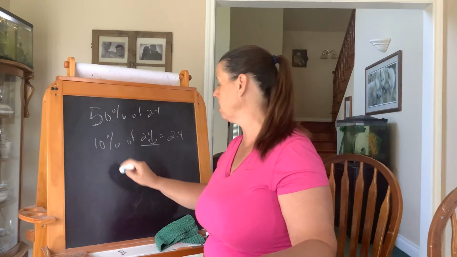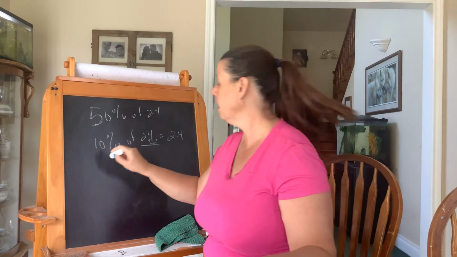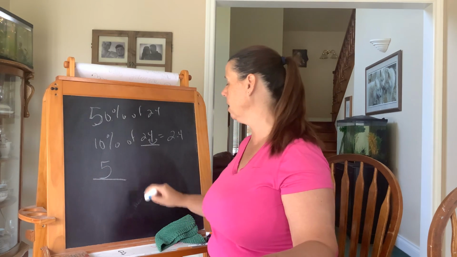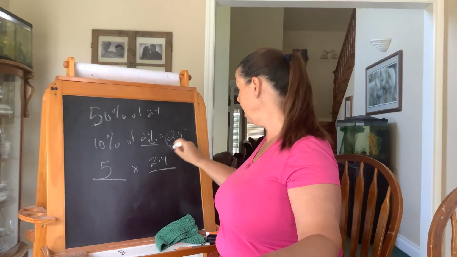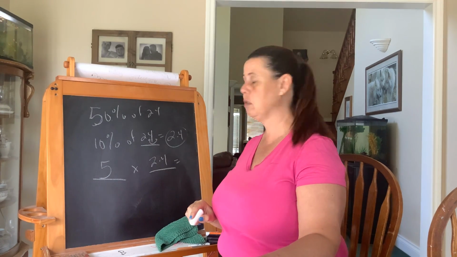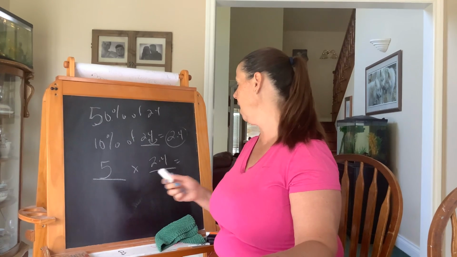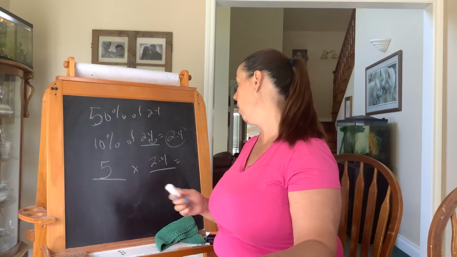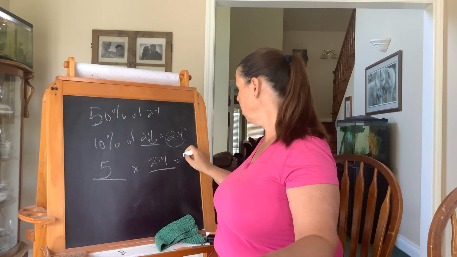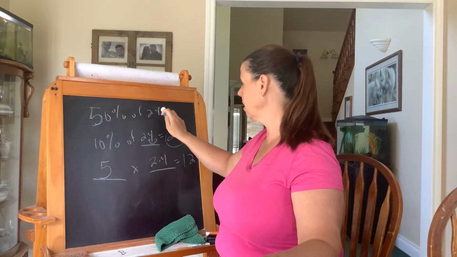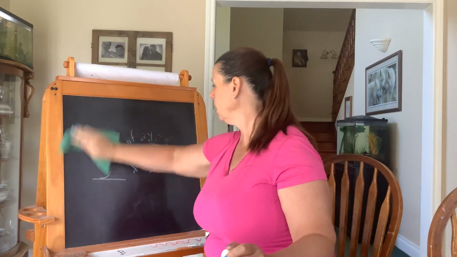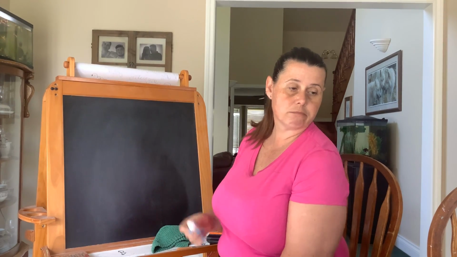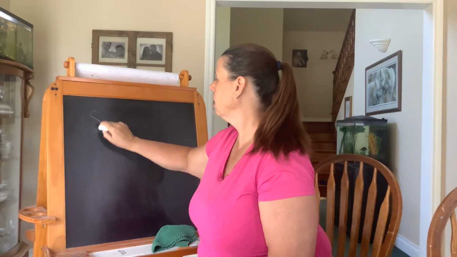Now, I need 50%, so on the next line, I'm going to write 5 times 2.4, because that was 10%, and it gives me my answer. Okay, so 5 times 2 is 10, 5 times 4 is 20, which would be 2, so 12, which is exactly what we said it should be. Okay? I do one more for you, and then you do the rest yourself. We'll do the last one just for fun.